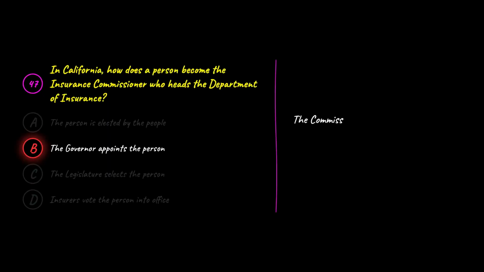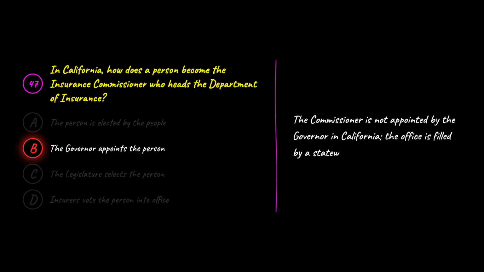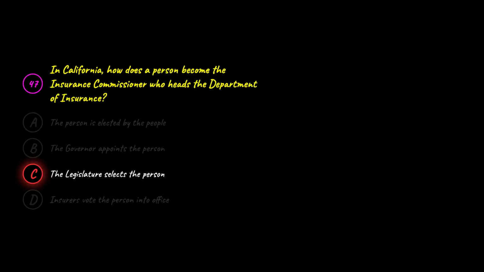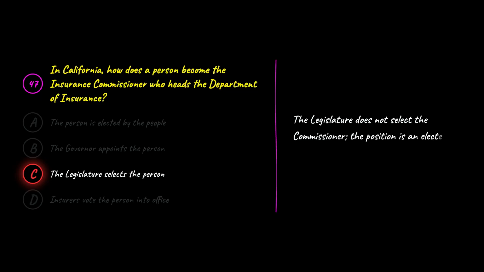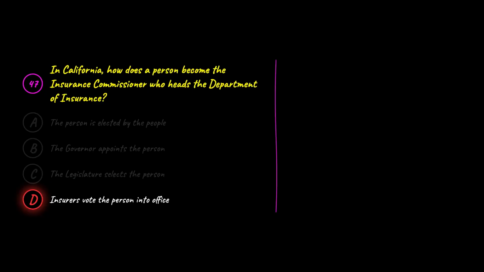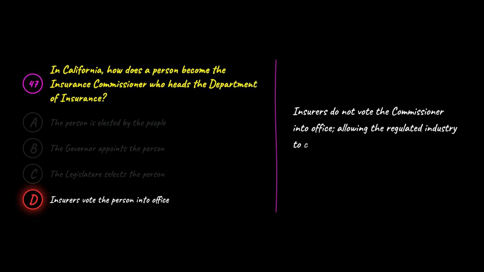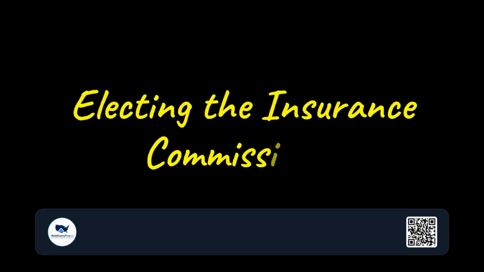B is wrong because the commissioner is not appointed by the governor in California. The office is filled by a statewide vote of the people. C is wrong because the legislature does not select the commissioner. The position is an elected one decided directly by California voters. D is wrong because insurers do not vote the commissioner into office. Allowing the regulated industry to choose its regulator would defeat the office's purpose.